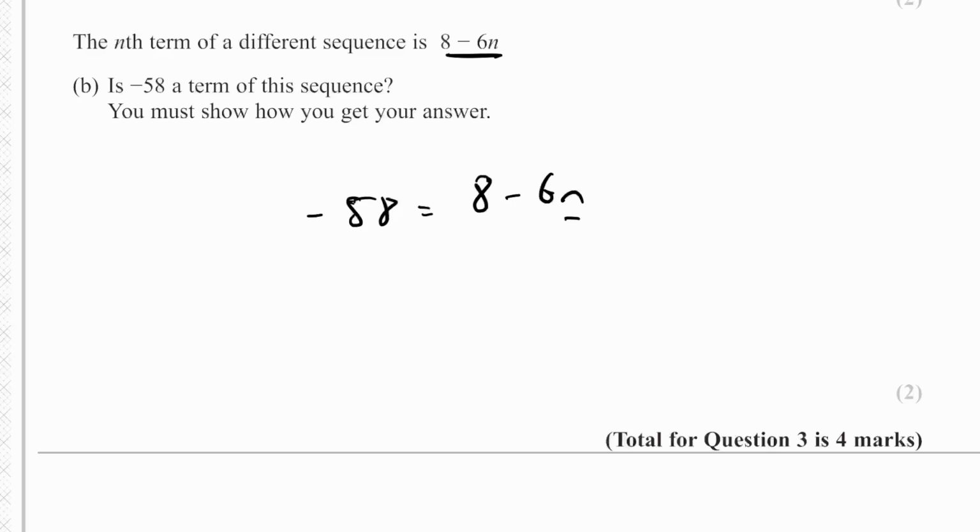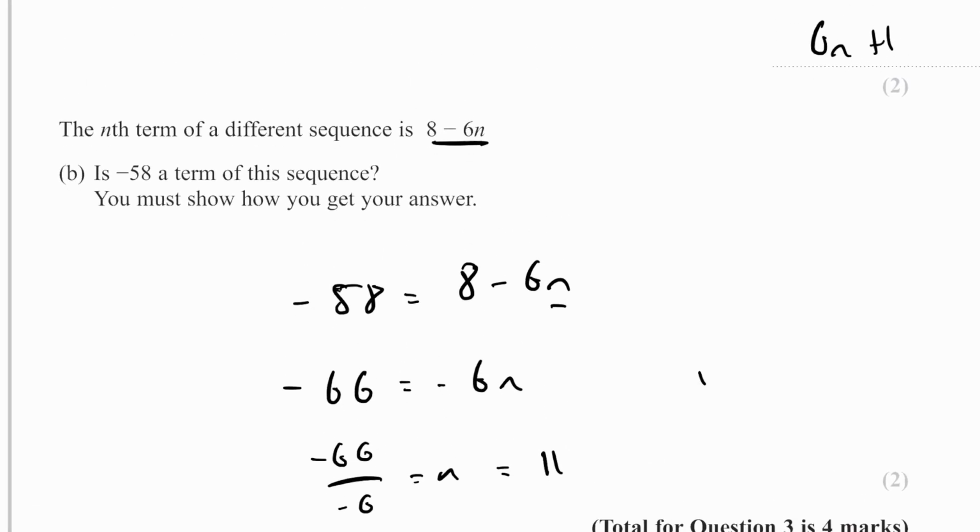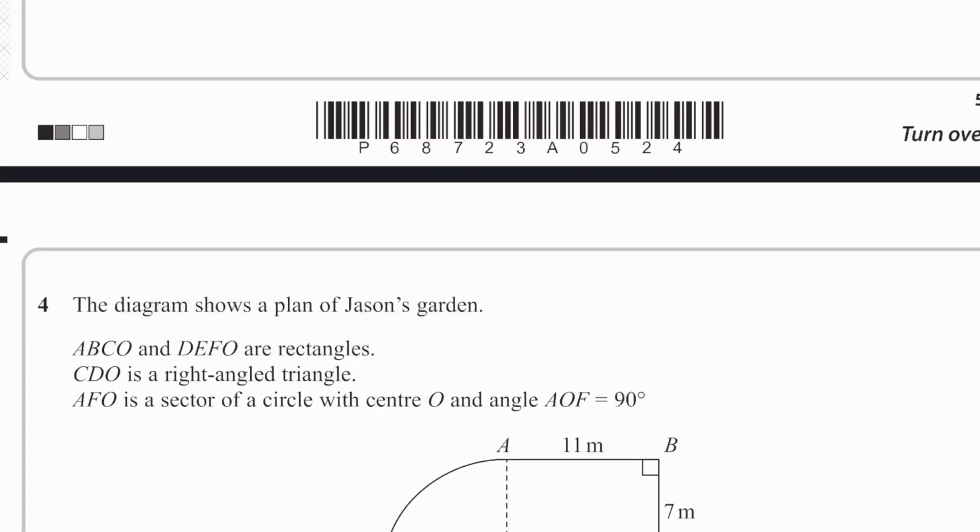So we can go ahead and rearrange to work this out. So minus 58, we can minus 8 from both sides. So minus 58 minus 8 is going to give you minus 66. And that's equal to minus 6n. And then minus 66 over minus 6 will give you n. And you can work that out. That is going to be 11. Okay. So here n is 11. And so what you can say is that basically this is part of the sequence. So you'd write yes over here. Okay, let's move on.